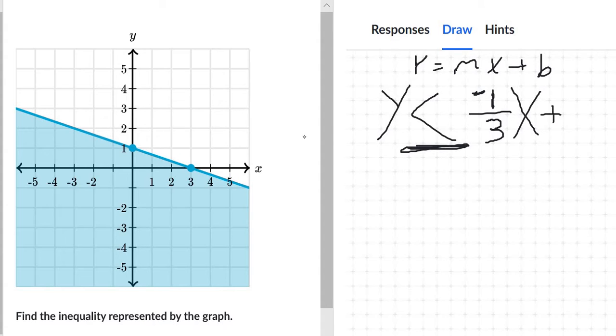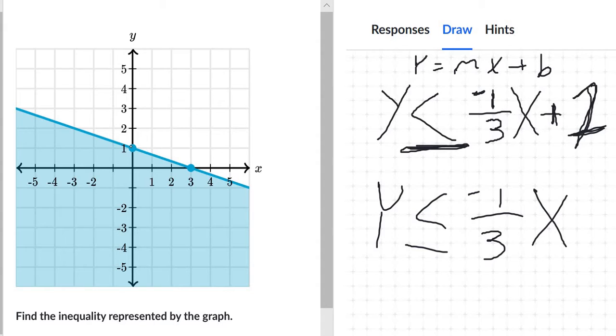B is the y-intercept where x is 0 and it hits the y-axis. So as we can see, that's going to be where y is 1, right there. So that's our answer. Y is less than or equal to -1/3 x plus 1.